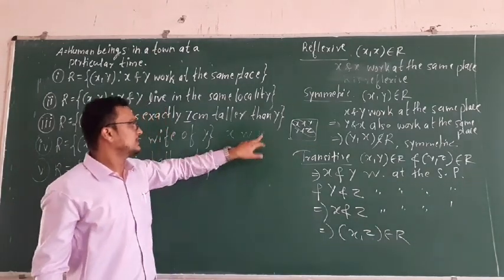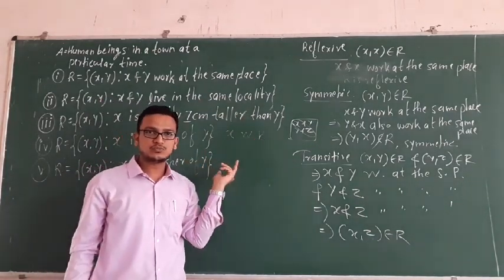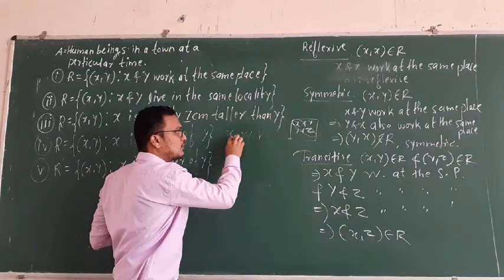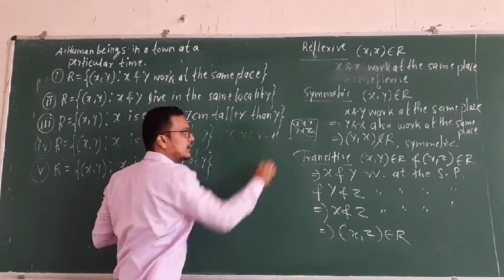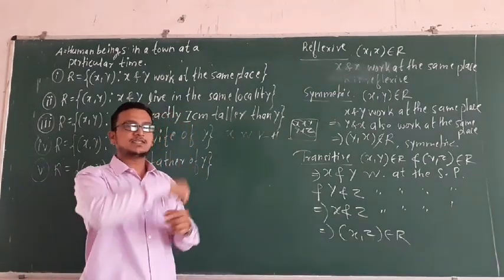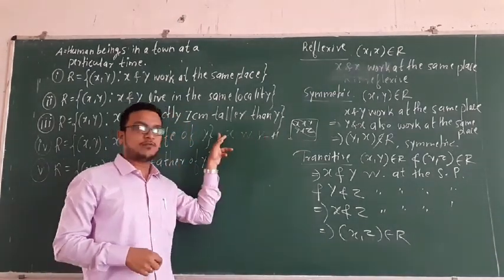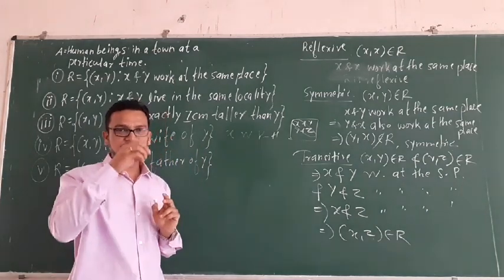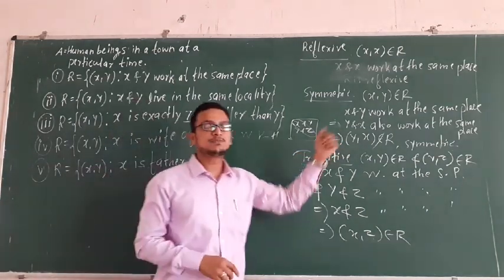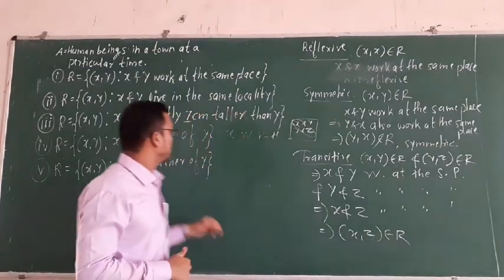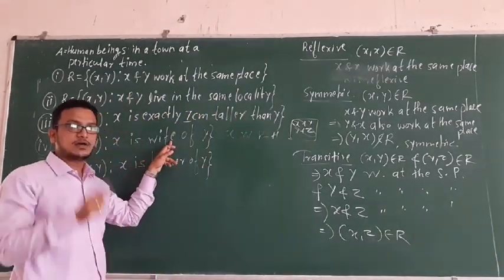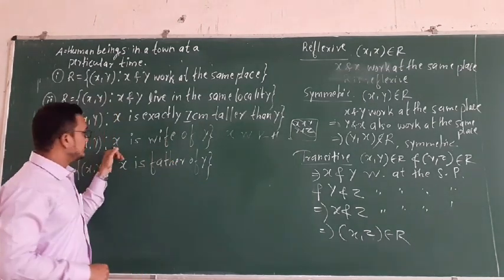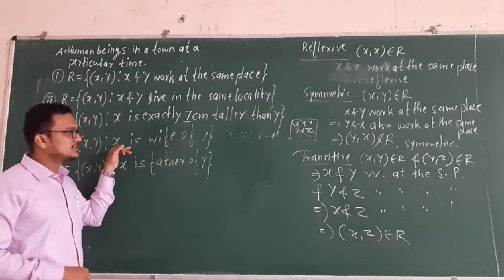But is it true in reverse? No, because here x is the wife of y, so x is a wife, but y is what here? Husband. If I say the reverse, y is the wife of x, which is not possible. It does not imply (y, x) belongs to R. Therefore, for this fourth relation, R is not symmetric. Then check transitivity for this.